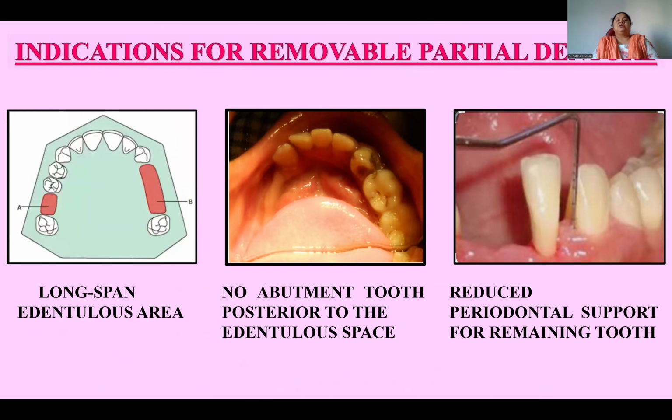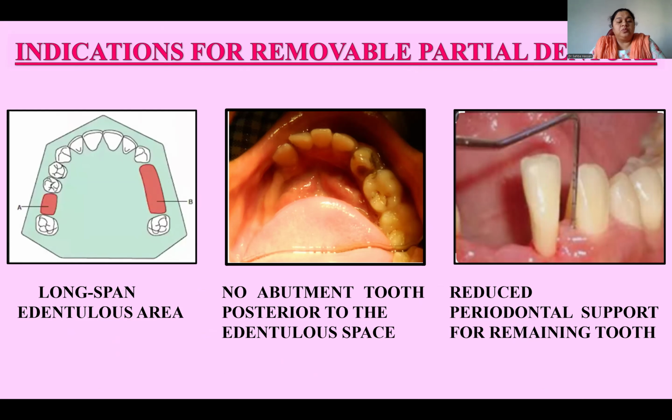Now I would go for indications for removable partial denture. Now in long span edentulous area, what happens? You cannot give fixed partial dentures because there will be cantilever, which, if you are reading FPD, you'll get to know as soon as you reach your subject. And that will obviously lead to failure. So here we give RPD in long span edentulous area.